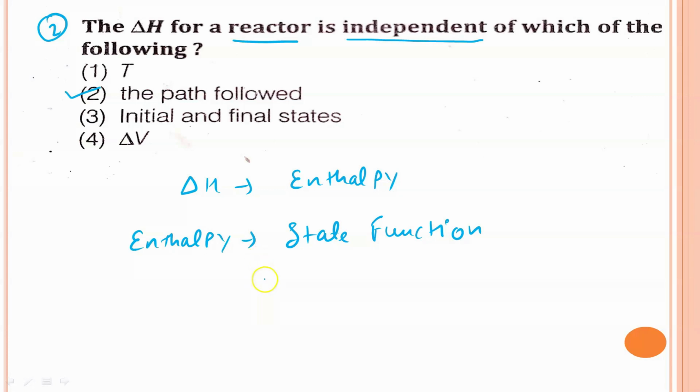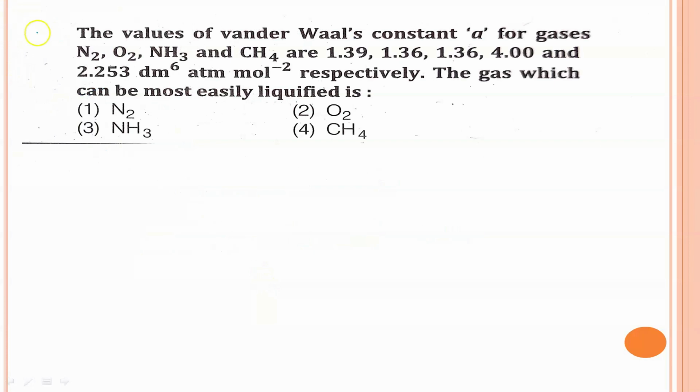Now let's move to the next question. Question 3. Here the question says that the values of van der Waals constant A for gases N2, O2, NH3 and CH4 are given, and it is asking the gas which can be easily liquefied.